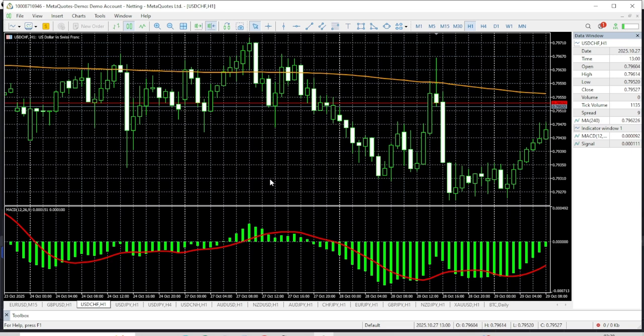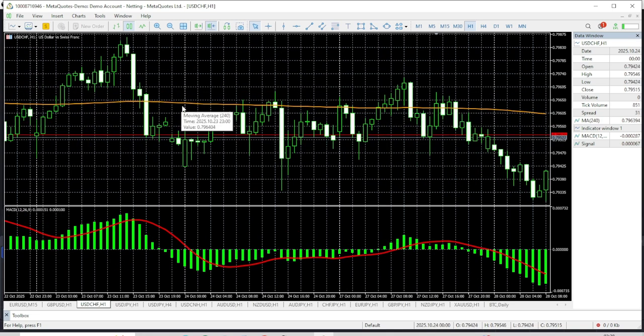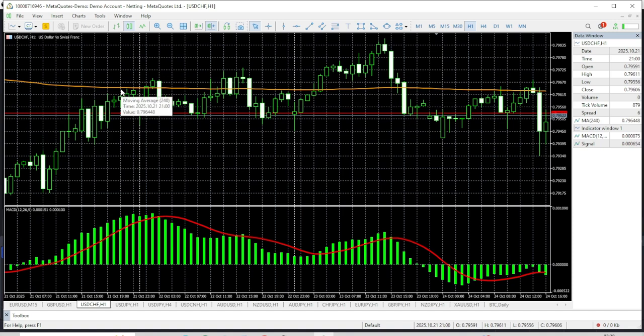Now this is the strategy overview. This system uses only two tools, EMA 240, as you have it here, and the default MACD. The EMA defines direction. So the EMA 240 here is going to tell us the direction of the market. That is what it does. And the MACD confirms momentum. The MACD tells us the momentum of the market.